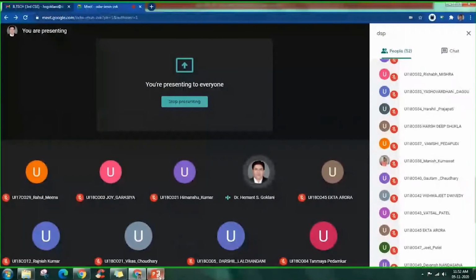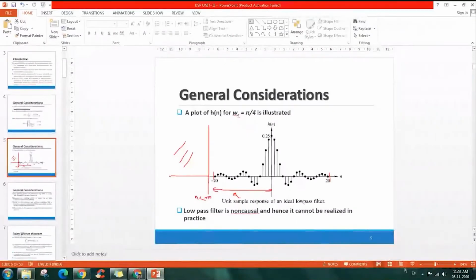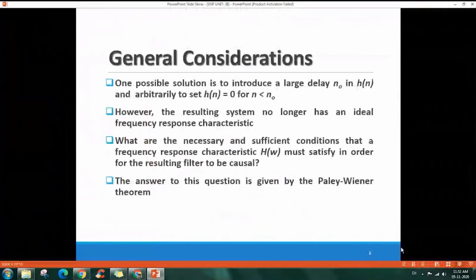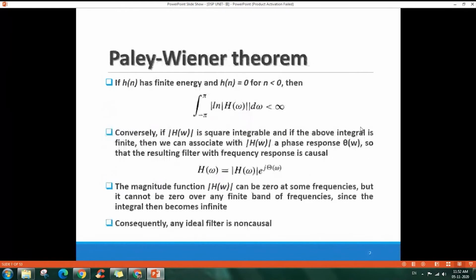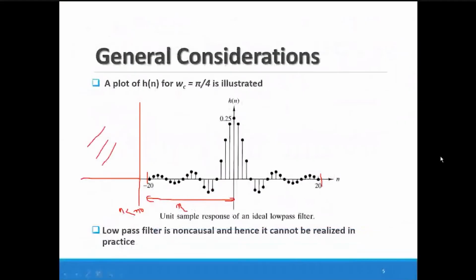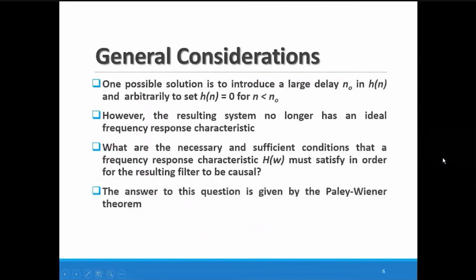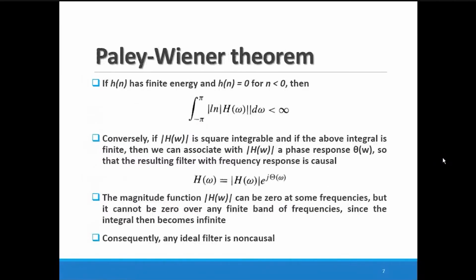So at least all of you must be aware of these terms: causal, anti-causal, and non-causal. Okay, so let me start with the Paley-Wiener theorem. This theorem gives you the answer about the necessary and sufficient conditions that a frequency response characteristic H(omega) must satisfy in order for the resulting filter to be causal. We are making the resulting filter causal because only when it is causal are we able to physically or practically realize that particular filter, otherwise not.